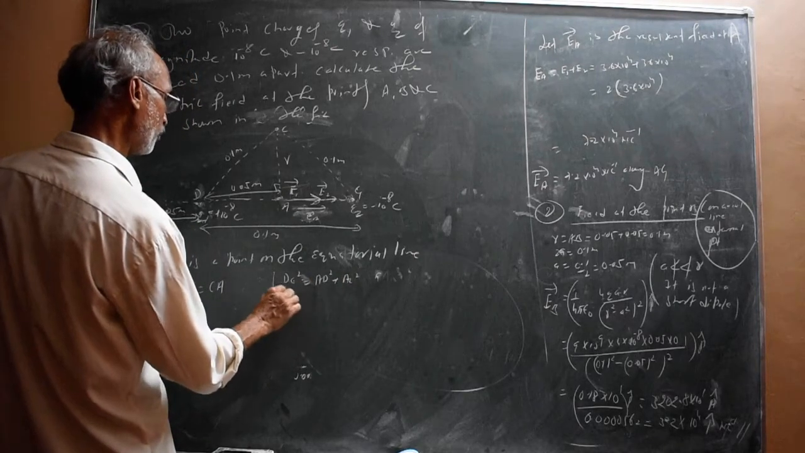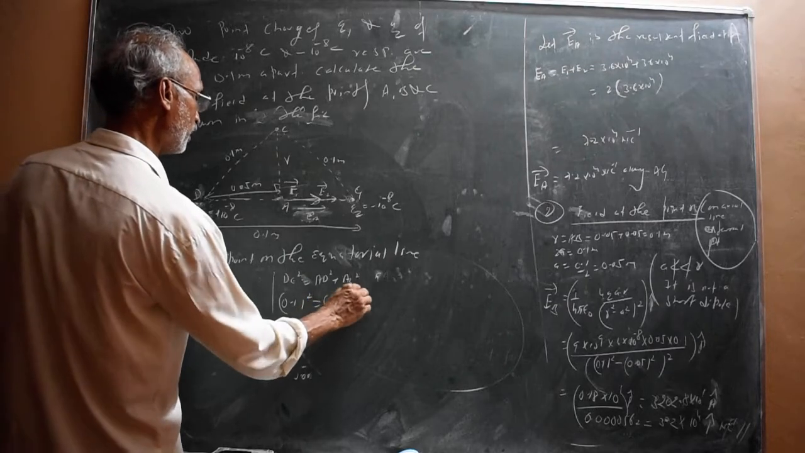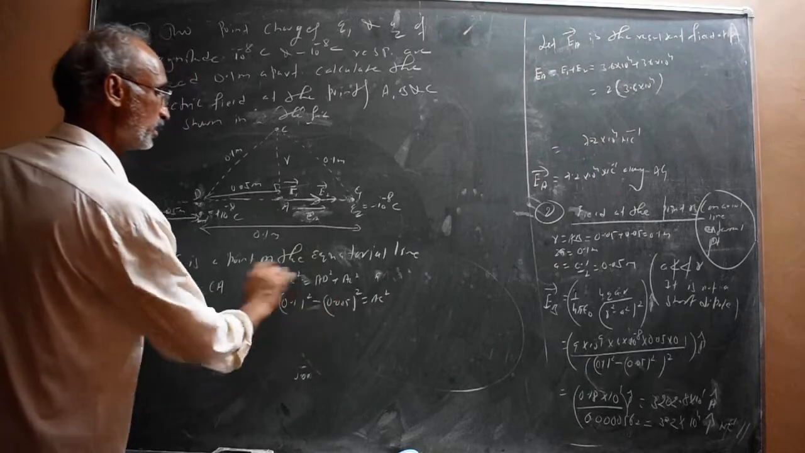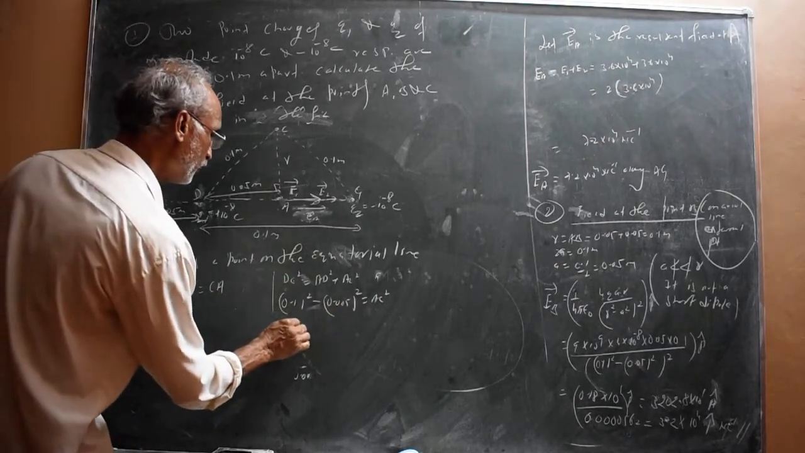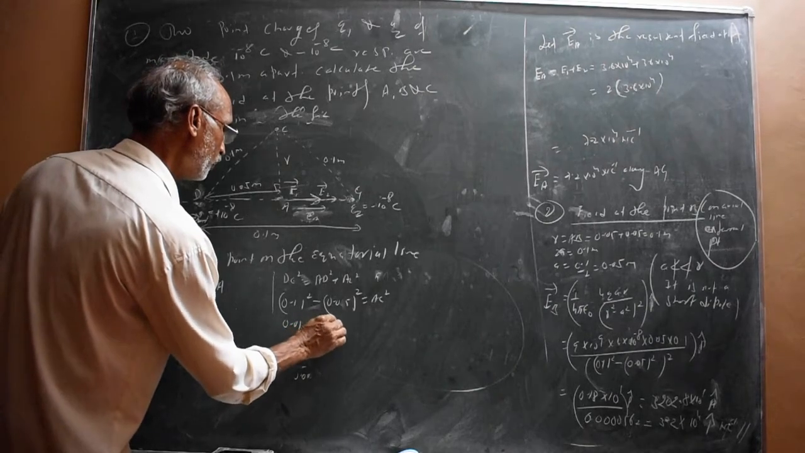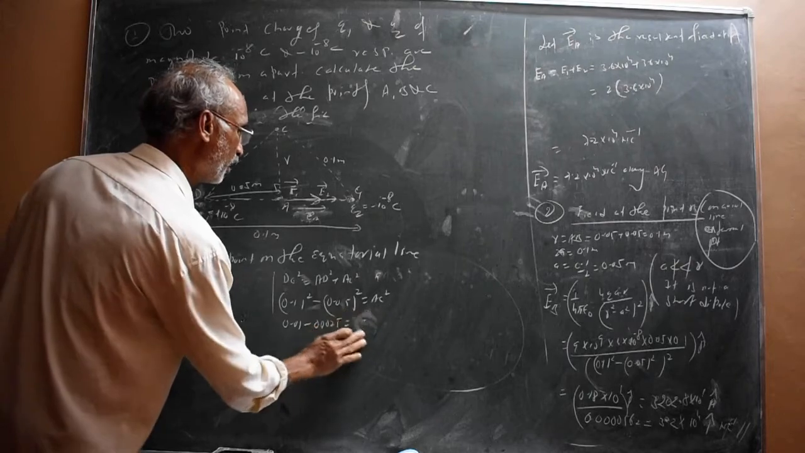Therefore, DC square is 0.1 the whole square. AD square is 0.05 the whole square, and that is equal to AC square. Sorry, the minus is taken to this side. Therefore, 0.01 minus 0.0025 is equal to AC square. AC is R square. Okay.